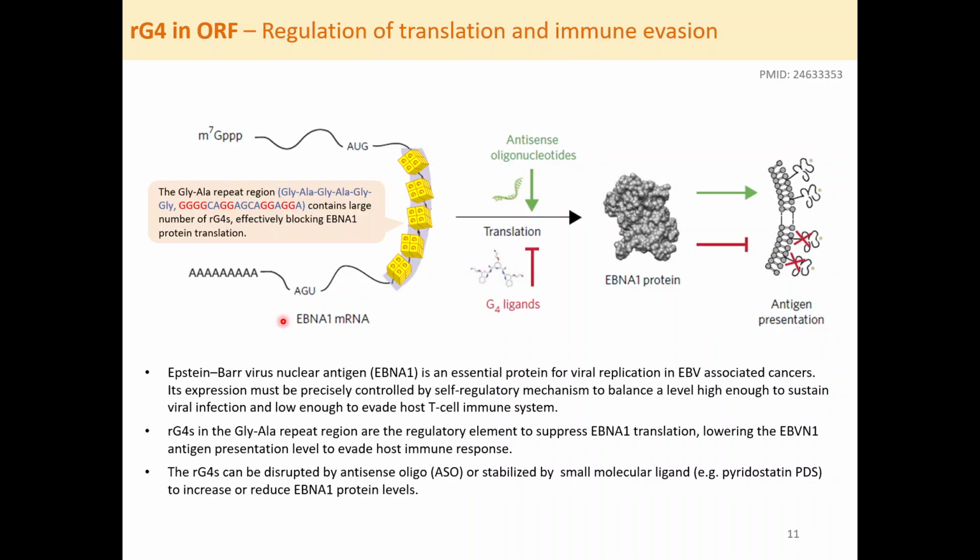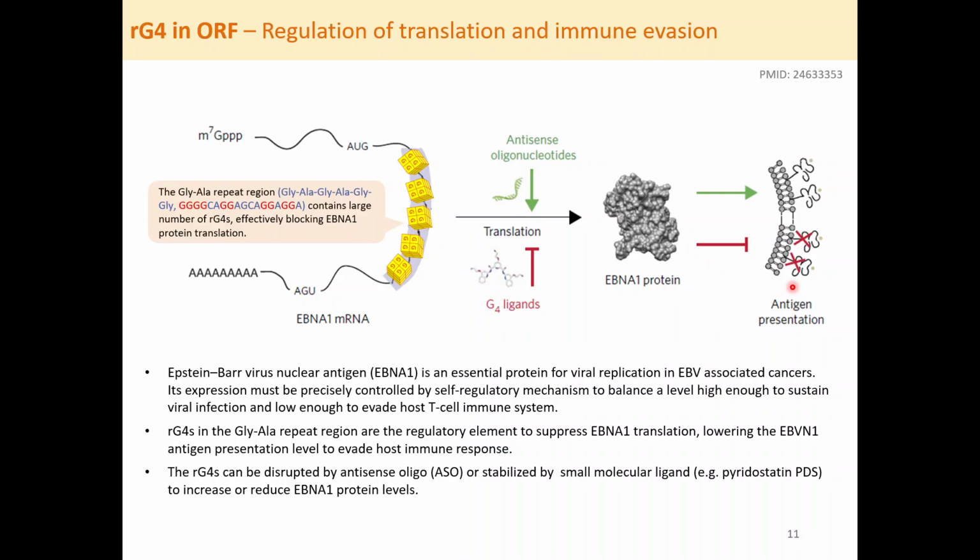EBNA1 is an essential viral antigen with its level needing to be critically balanced. On the one hand, it is crucial for the maintenance of the EBV genome within infected cells. On the other hand, its expression must be kept at relatively low levels to help the virus evade T-cell immune surveillance. So the EBNA1 protein level needs to be delicately balanced between sufficient viral protein production for viral persistence and minimal expression to avoid immune detection.